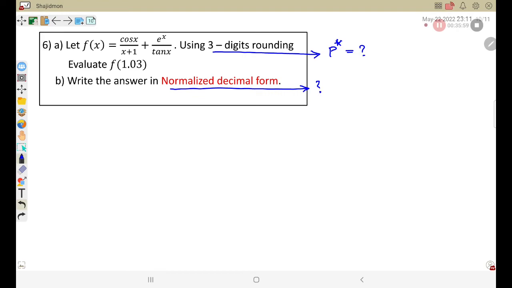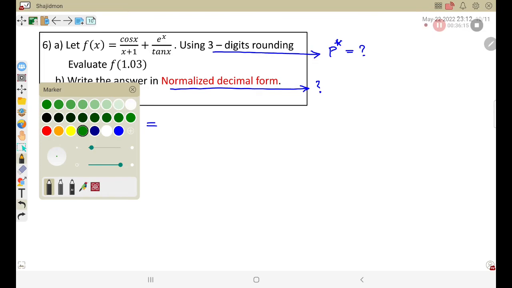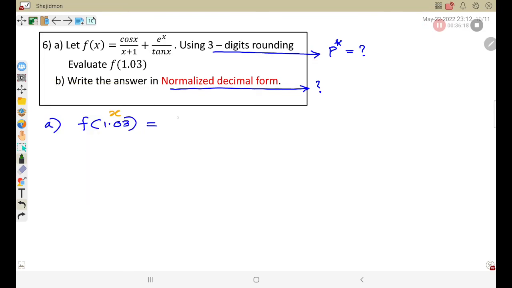Normalized decimal format. First, the A part we are doing: f of 1.03. This is the question. The f value at x equal to 1.03. Just apply the x number first in our question. So cosine x means cosine 1.03, divided by x plus 1 means 1.03 plus 1, plus e power x means e power 1.03, divided by tan 1.03.